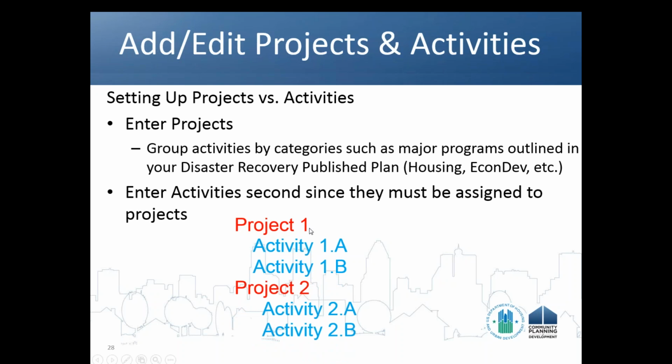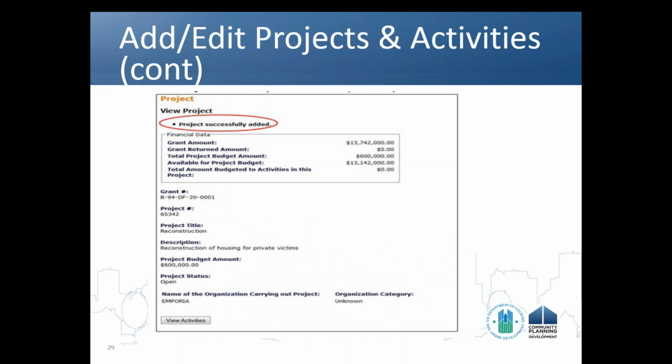So for example, you've got project 1, then activity 1A, 1B, project 2, and activity 2A, 2B. So every activity is connected to a project. Projects are really major program outlined items. So for example, for you DR grantees, it could be housing, economic development, infrastructure. So kind of what are your big groupings of work that you're looking at? And then activities are a bit more complicated. I'm going to go into that in a second.